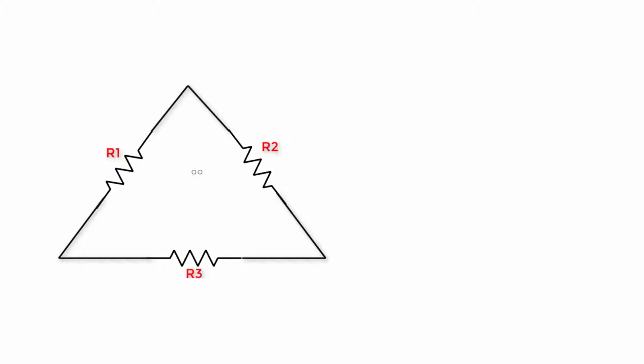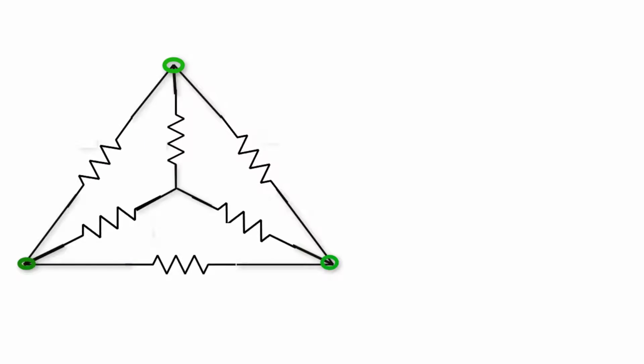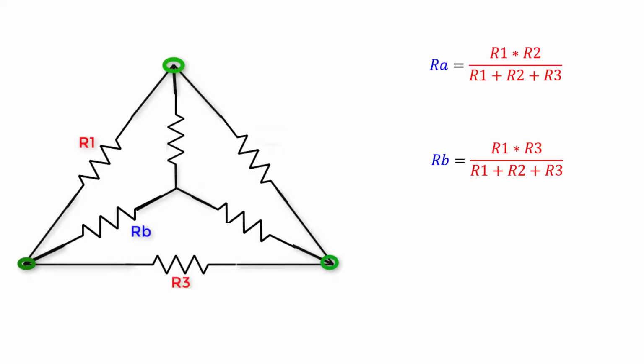Once you have done this, it becomes just a task of remembering how to get each configuration from the other. If we start out with a delta configuration, we need to remember that each resistor in the Y circuit is just the multiplication of the two surrounding delta resistors divided by the sum of all the delta resistors. So this means that in this case, RA equals R1 times R2 divided by R1 plus R2 plus R3. RB equals R1 times R3 divided by R1 plus R2 plus R3. RC equals R2 times R3 divided by R1 plus R2 plus R3.